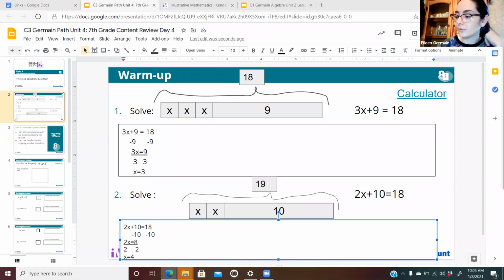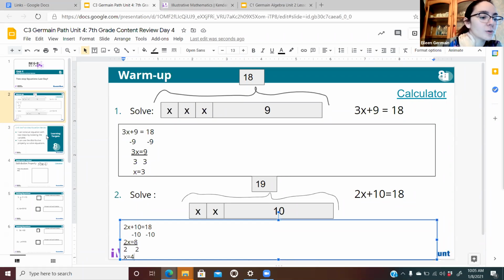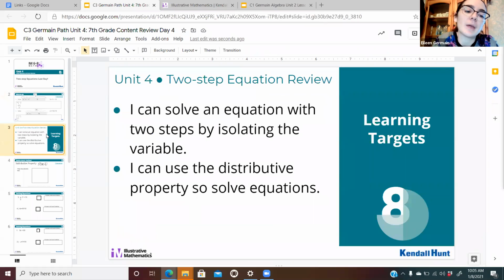Wonderful, wonderful, wonderful. Let's take a look at our learning targets. Actually, before you leave this page, I want everybody to open up the calculator into another tab, just so that you have it in case you need it. Okay, so our learning targets for today. I can solve an equation with 2 steps by isolating or getting our variable by itself.